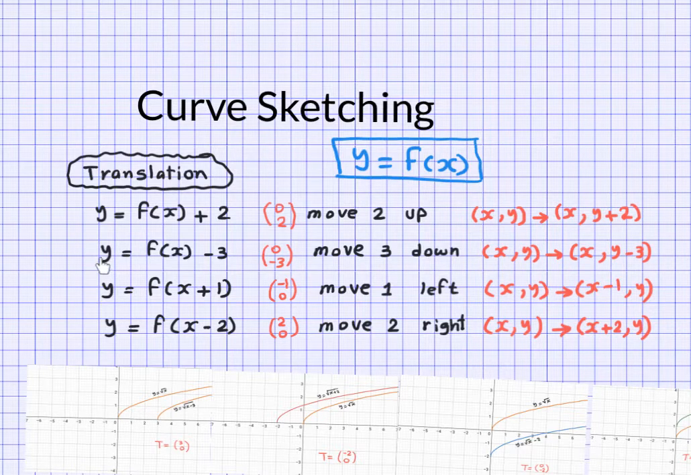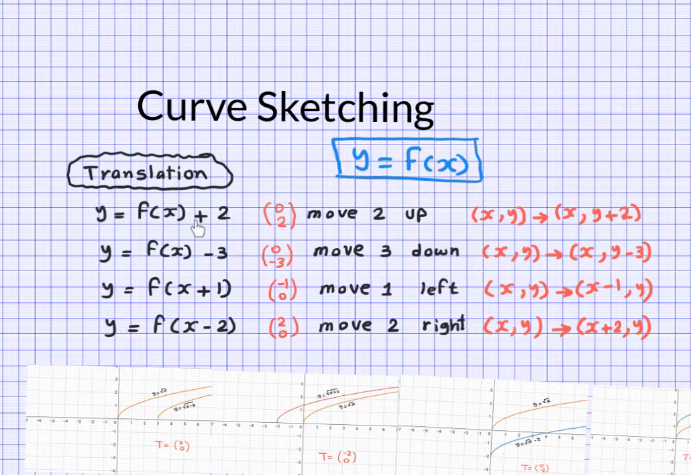The second type of translation, for example, y equals f(x) minus 3. In this case, because it is minus 3, move 3 units down. So if you have point (x, y), this point will be (x, y minus 3). And we represent this translation by (0, negative 3). x unchanged, y decreases by 3.